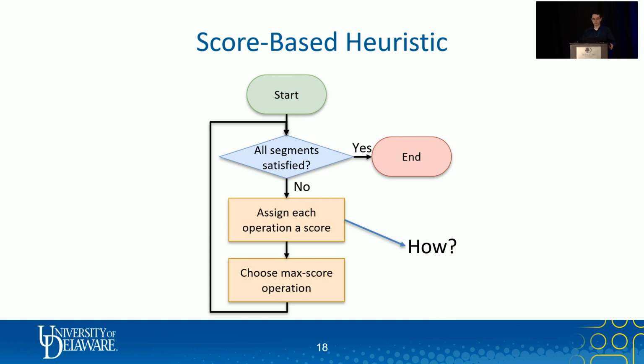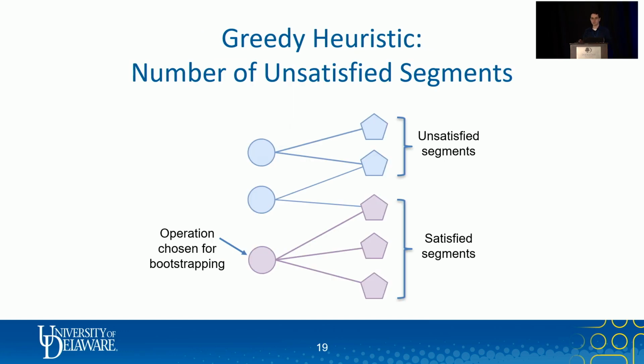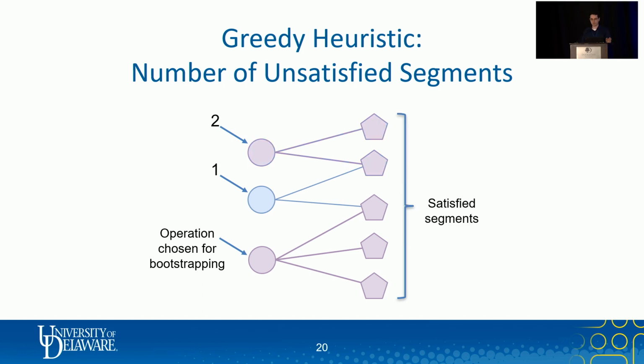So the question you might have here is, well, how do we assign each operation a score? And we tested multiple methods for this. But what we found worked best in the end was to use a simple greedy heuristic for the minimum bootstrapping, which is essentially just to choose based on the number of unsatisfied segments that an operation is connected to in that bipartite graph. So here we've already chosen one operation for bootstrapping. And that means that all the ones it's connected to are satisfied. So among the remaining operations, we can count how many unsatisfied segments it's connected to. And since the top one is connected to the most unsatisfied segments, we'll choose that for bootstrapping. And at that point, we have met all of our noise constraints.